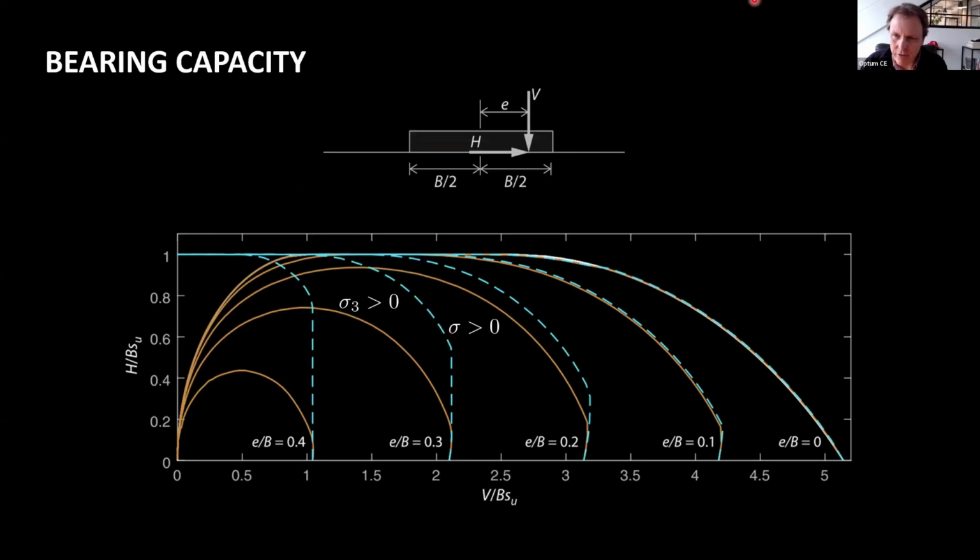And for a foundation like the one I just showed you, a foundation subjected to a combination of V and H and eccentricity, there's quite a big difference between the two types of interfaces. I called it sigma greater than 0. That's the questionable interface, and then sigma 3 greater than 0. That is the correct interface.